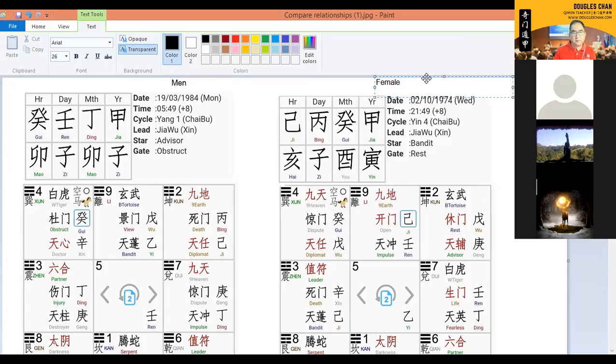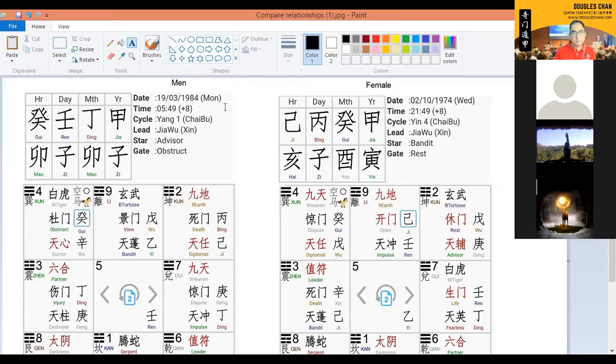Okay, based on the difference, we have about 10 years difference. So we're talking about a relationship. Apparently this female is older than the man. So we're going to see whether this person is compatible with this one in terms of marriage.